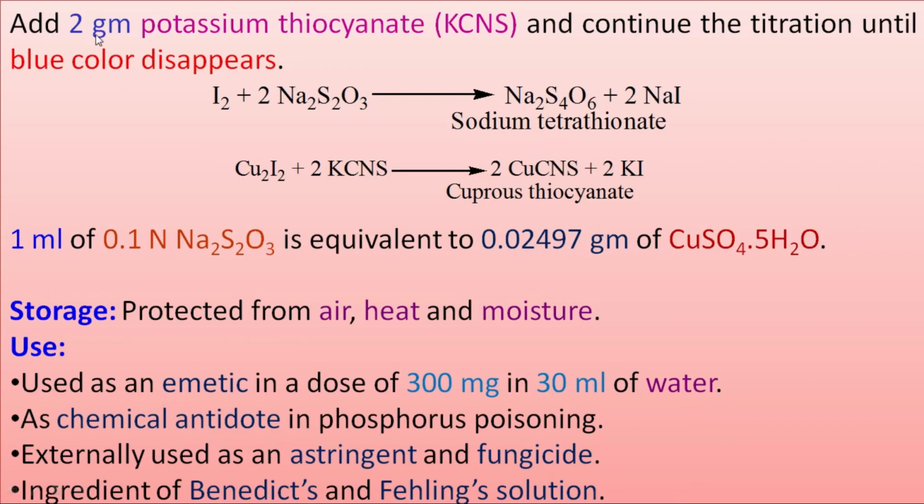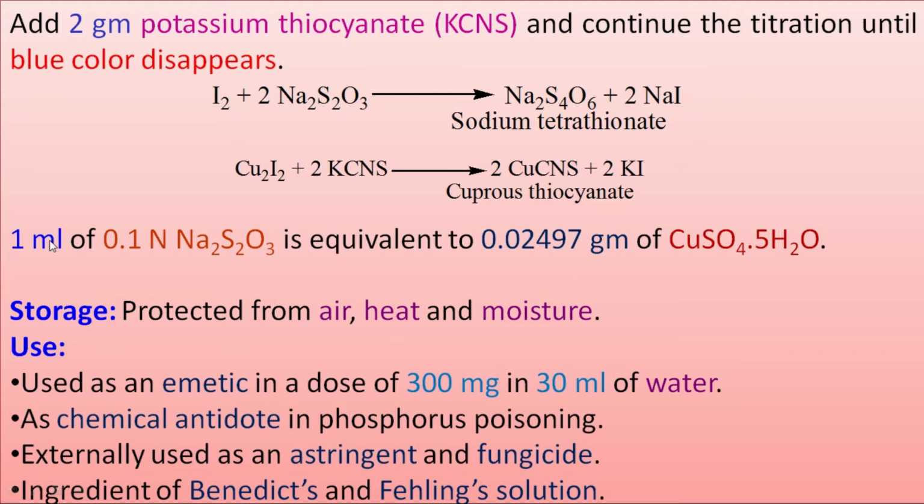After this, we will add 2 gram potassium thiocyanate and we will continue the titration until the blue color disappears. So in this reaction, the liberated iodine reacts with sodium thiosulfate and will form sodium tetrathionate, Na2S4O6, with the liberation of 2 sodium iodide molecules. The cuprous iodide Cu2I2 will react with 2 molecules of potassium thiocyanate and will form 2 molecules of cuprous thiocyanate, that is CuCNS, and 2 potassium iodide molecules will be liberated.